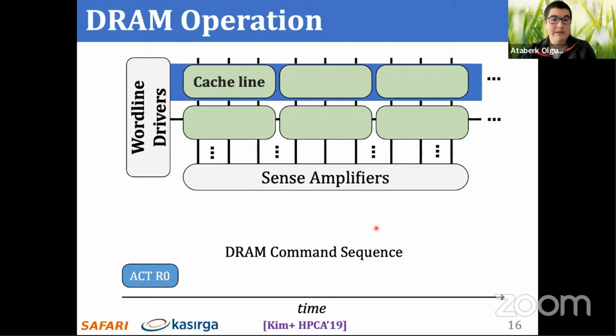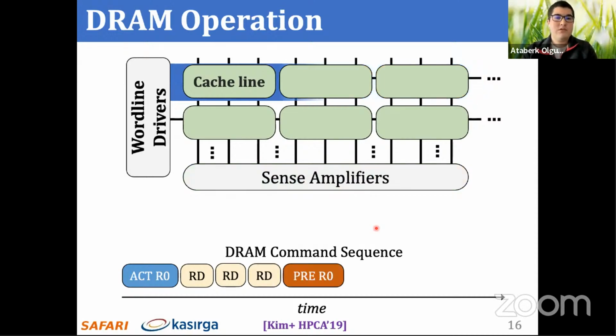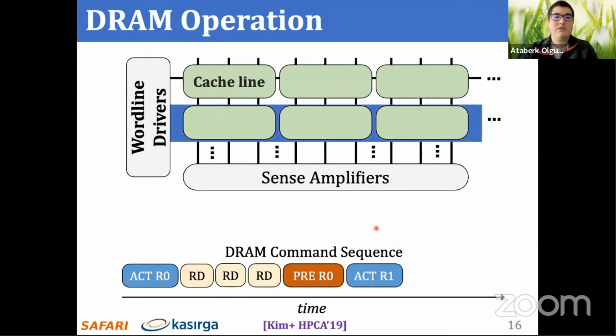We send an activate command to copy its cache lines to the sense amplifiers. At this point, we can read data from the sense amplifiers using read commands. To access another row, we must first send a pre-charge command to the DRAM bank to close the open row and pre-charge the bit lines. We can now activate another row before we read data from it.